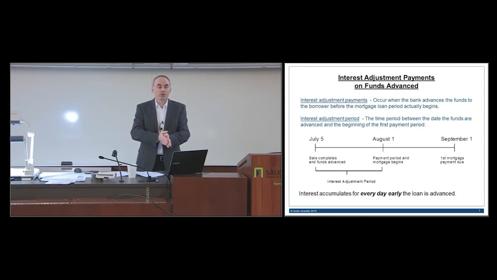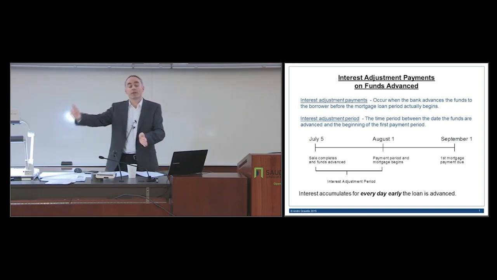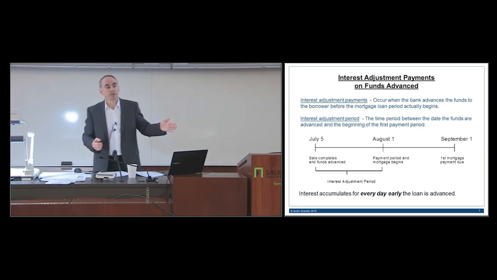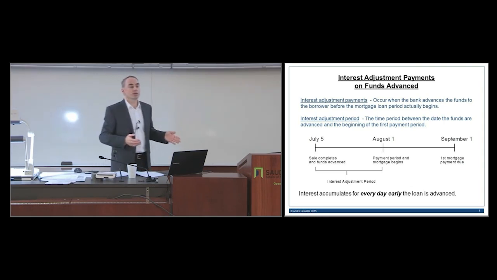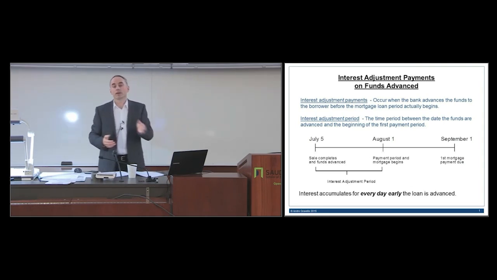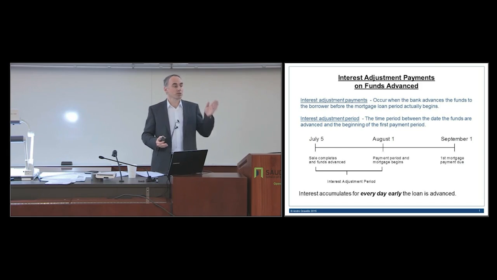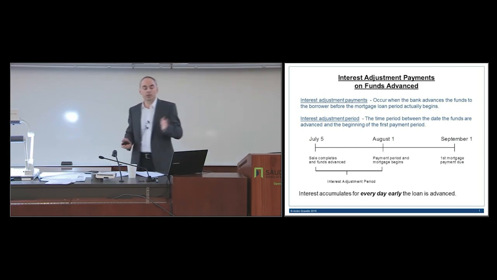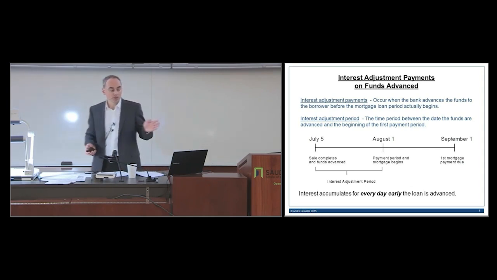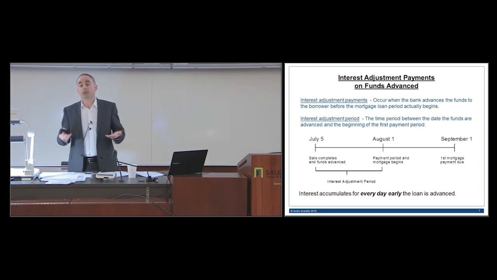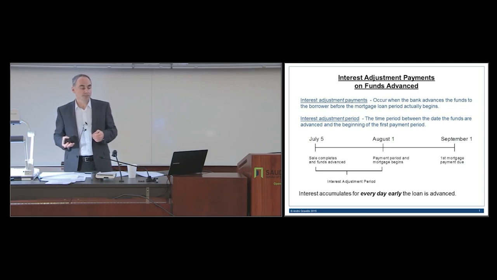Well, if the loan begins on August 1st and the mortgage clock starts ticking such that 1 month later you make your first mortgage payment, if somebody needs the money early, in this case on July 5th, the lender is happy to loan the money early, but they will charge interest for every day early that they loan the money. So in the case of this example, we have an interest adjustment period between July 5th and August 1st. So interest will accumulate during that time frame. So interest accumulates for every day early the loan is advanced.